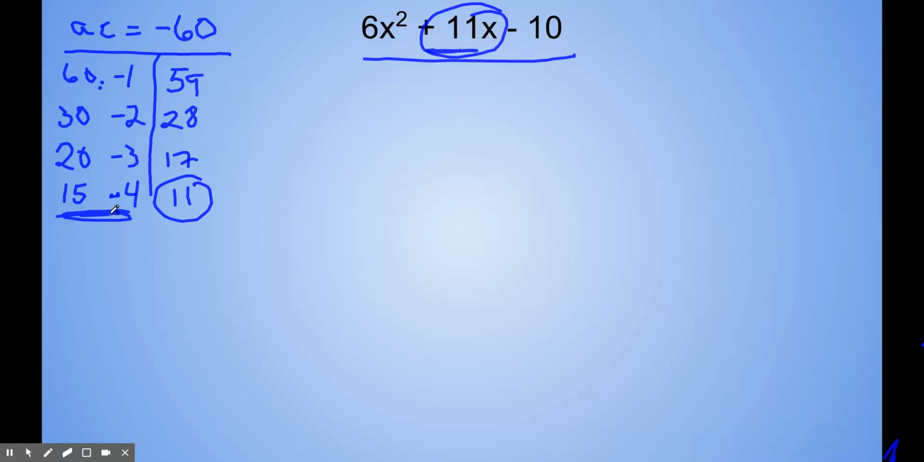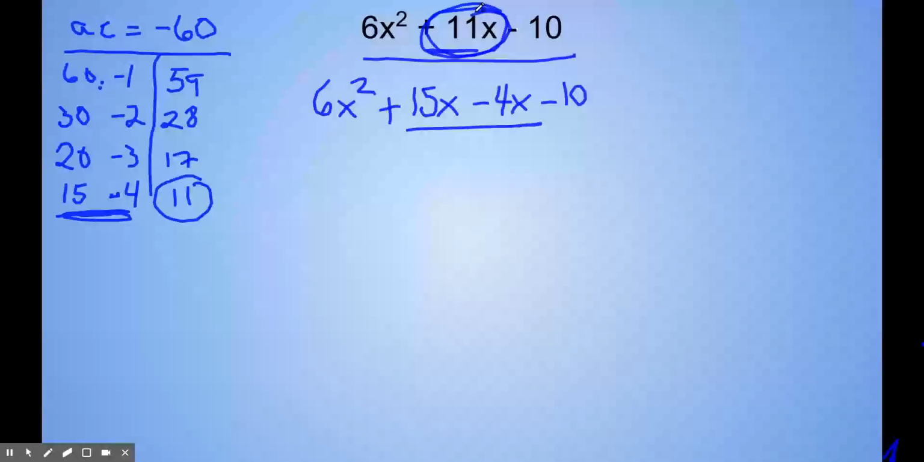So let me show you what that means. I'm going to take 6x squared plus 15x minus 4x minus 10. Now, 15x minus 4x is going to equal a positive 11x. So now that I have it in this format, it's going to be easier for me to break this up into something that I can factor.